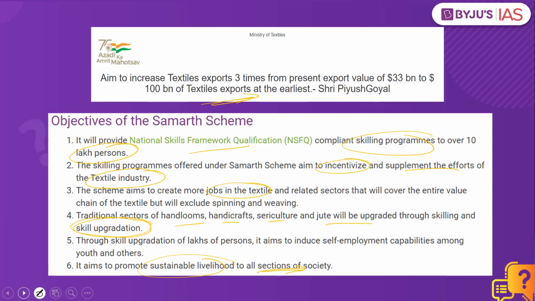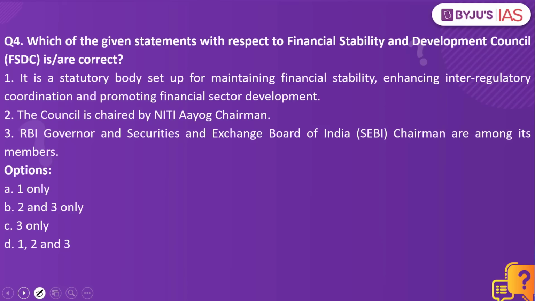Now let's look into the next practice question. Which of the given statements with respect to the Financial Stability and Development Council is or are correct? One, it is a statutory body set up for maintaining financial stability, enhancing inter-regulatory coordination and promoting financial sector development. Three, the council is chaired by the Niti Aayog Chairman, and the RBI Governor and Securities and Exchange Board of India Chairman are among its members. Which of the statements are correct? The answer to this is 3 only.